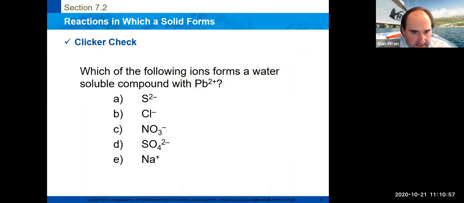All right, so let's take a look at these. Why don't you take a second here and decide which of the following ions, when you put it together with lead 2, will be soluble in water. So think about the solubility rules we just saw and think which combination will be soluble. That means that we would not get a precipitate to form.